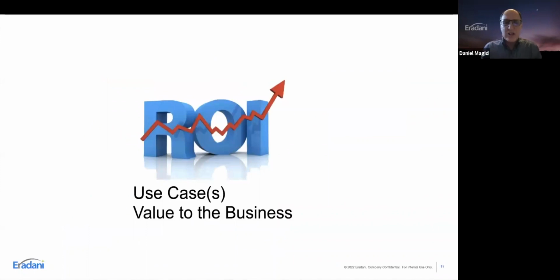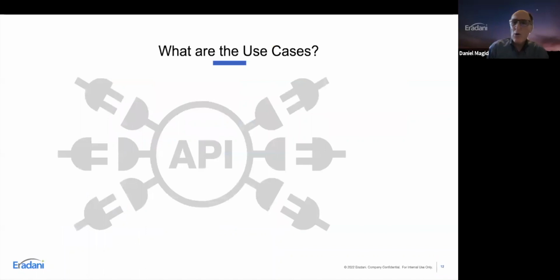So let's look first at ROI. What's the value to the business? And there are a whole lot of use cases that we have come across in the IBM i world. These are actual real cases that we have worked with customers on. So one of the first things we started hearing about a few years ago, people wanted to API enable their IBM i as part of a modernization effort.